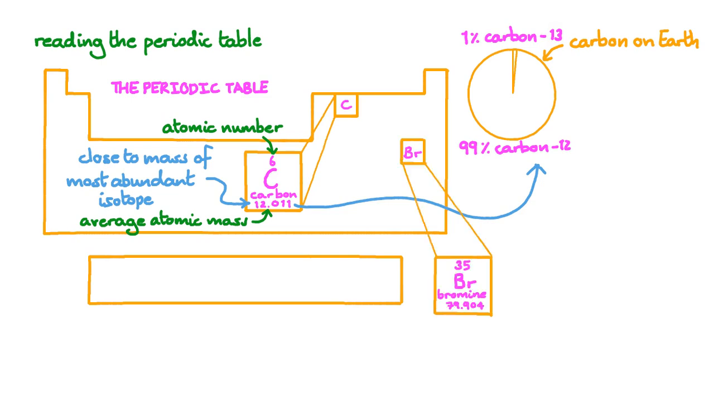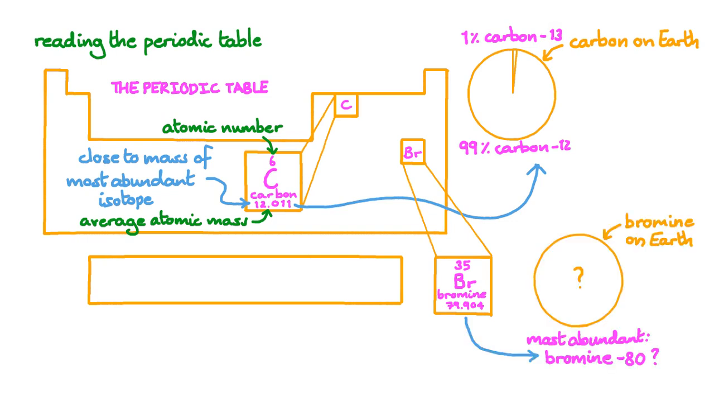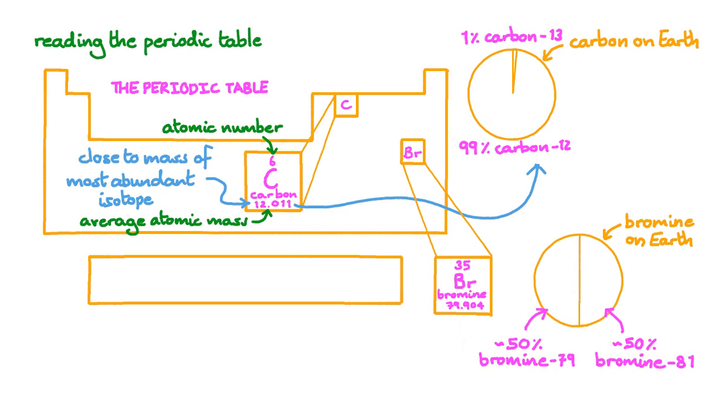For instance, bromine is an element that can be found in group 17 of the periodic table, and its average atomic mass is 79.904 unified atomic mass units. So you might think that the most abundant isotope of bromine on Earth is bromine-80, which would have 35 protons and 45 neutrons per nucleus. In actual fact, of the bromine nuclei on Earth, about 50% are bromine-79 and about 50% are bromine-81. And it just so happens that the average atomic mass averages out at about 80 unified atomic mass units.